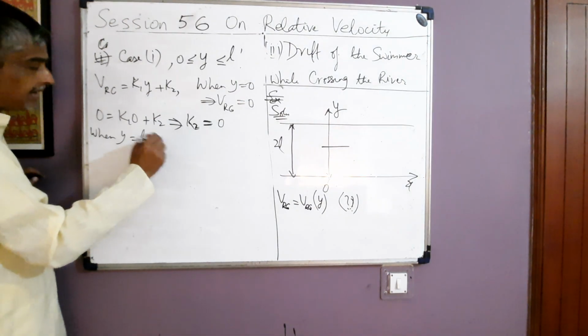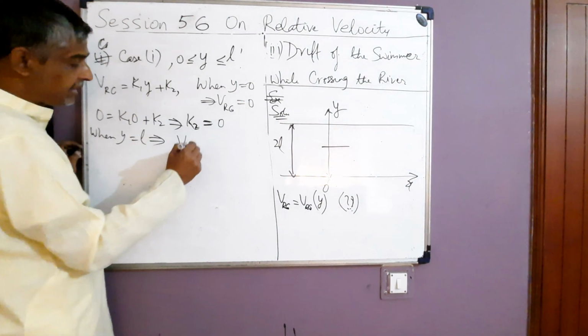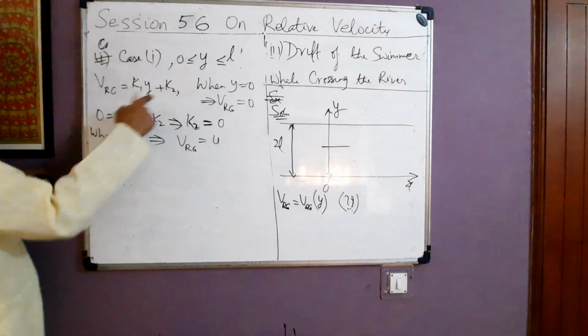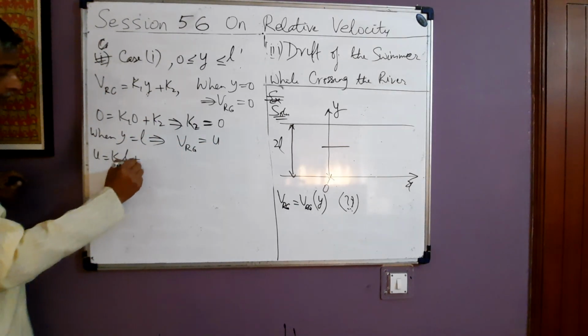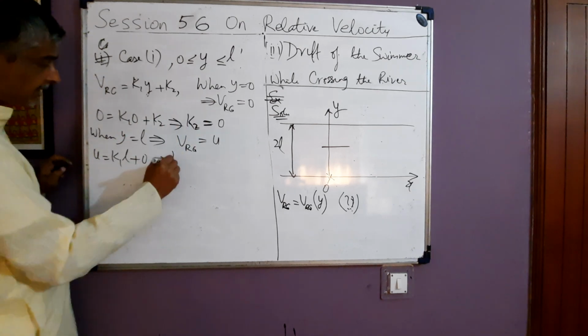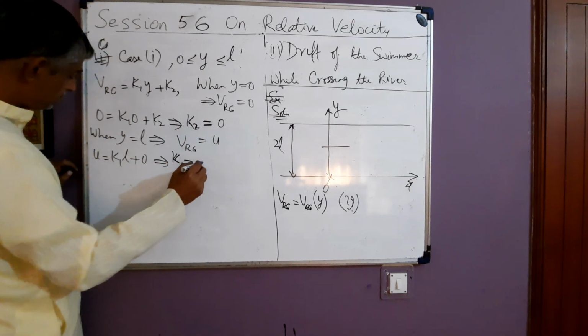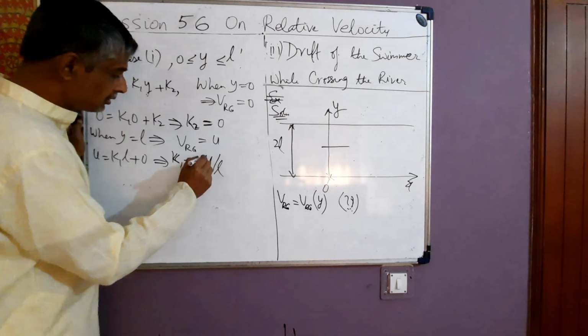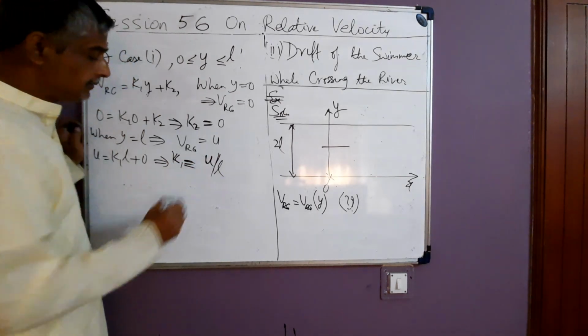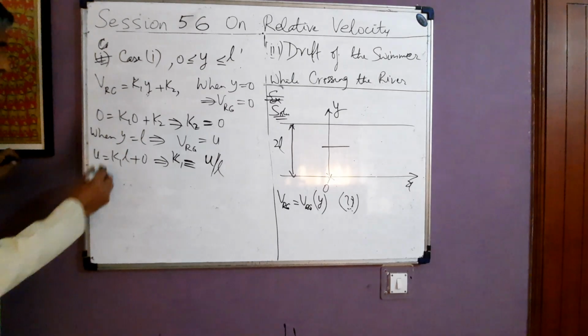When y is L, it implies that VRG is U. So K2 is 0, and at y = L, VRG is U. K1 L plus 0, since K2 is 0, so K1 becomes U by L. All right, K1 is equal to how much? K1 equals U by L. So for the first half we have obtained the function.